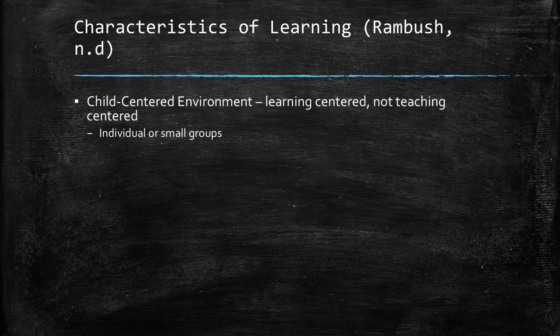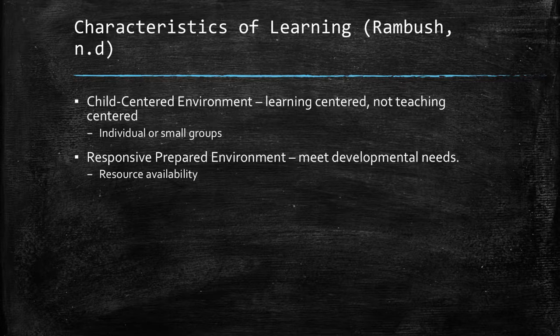The children are exposed to learning materials as an individual or within small groups. So we're talking about the largest working group might be 4 to 5 children, as opposed to a public school where the classes can be up to 35 to 40 children.